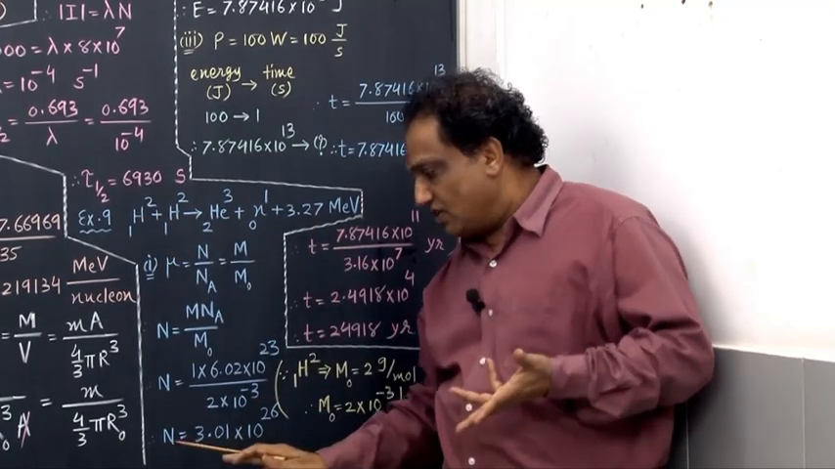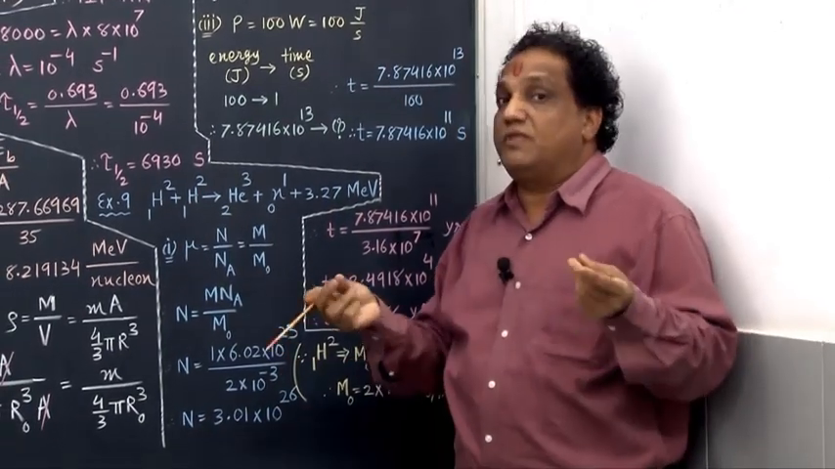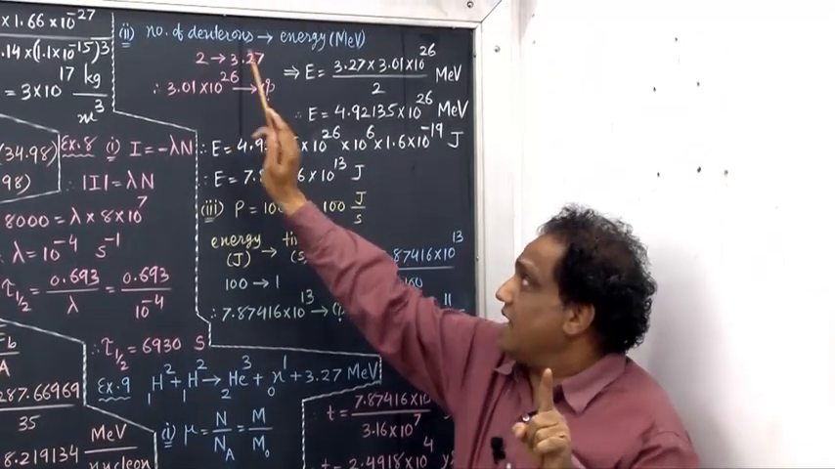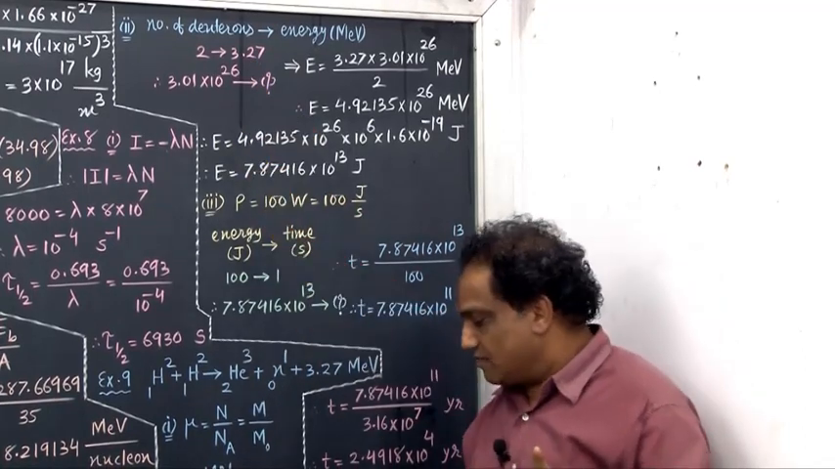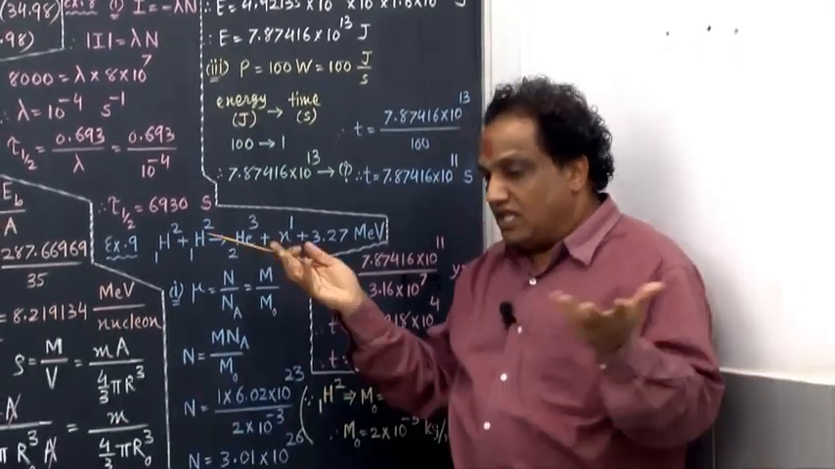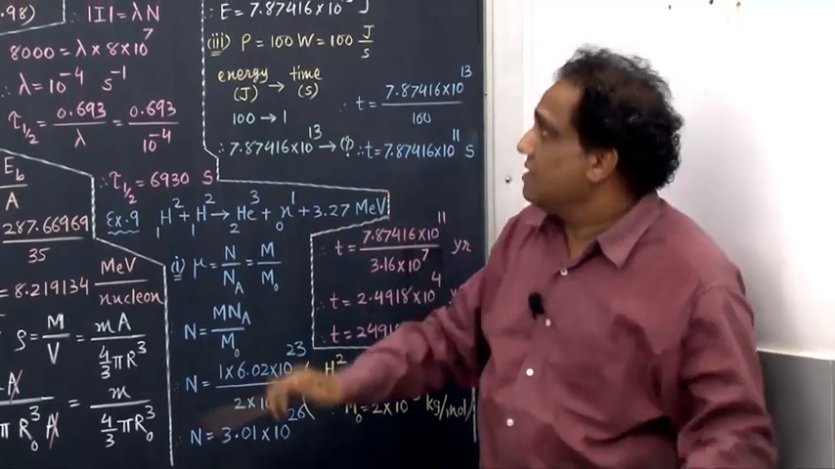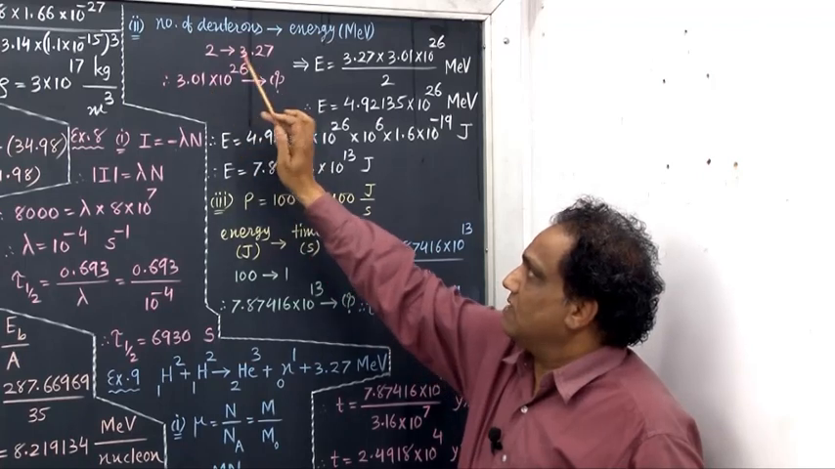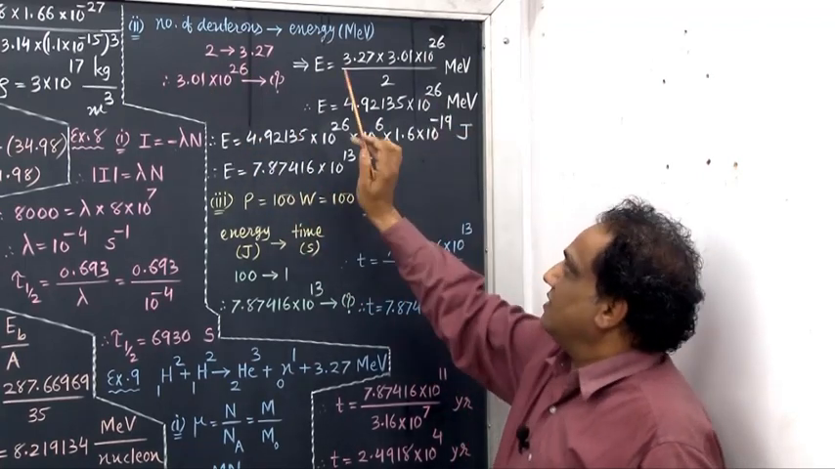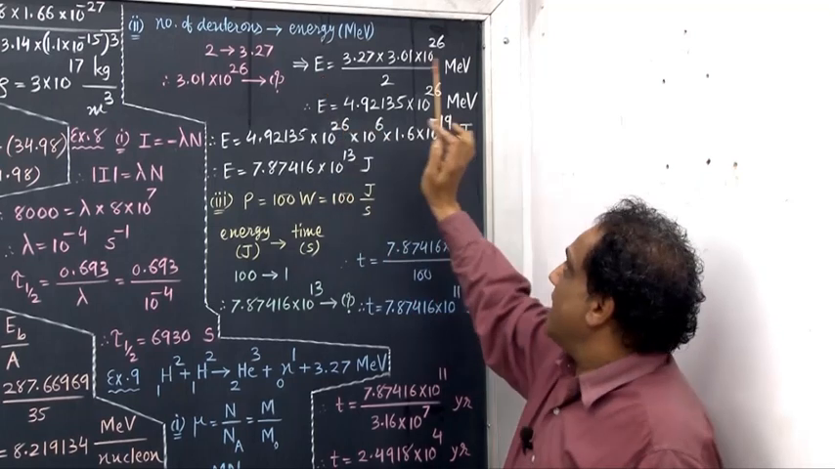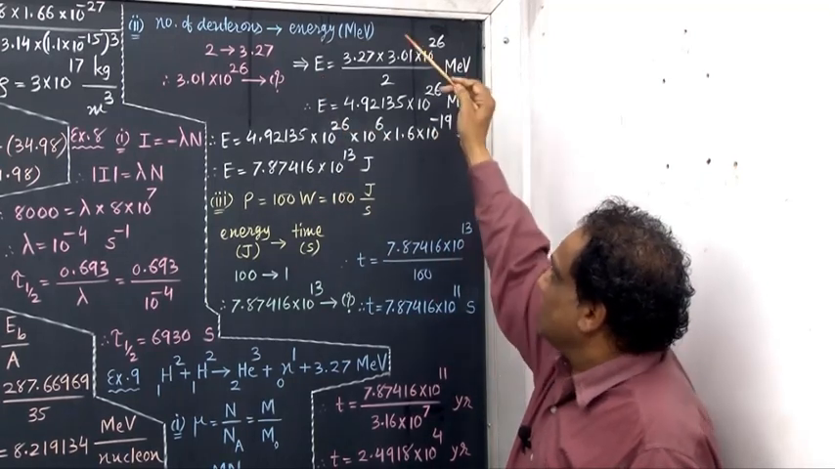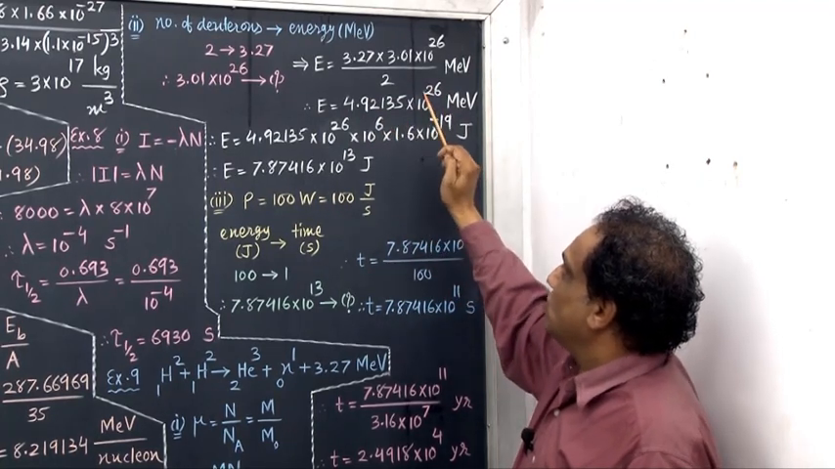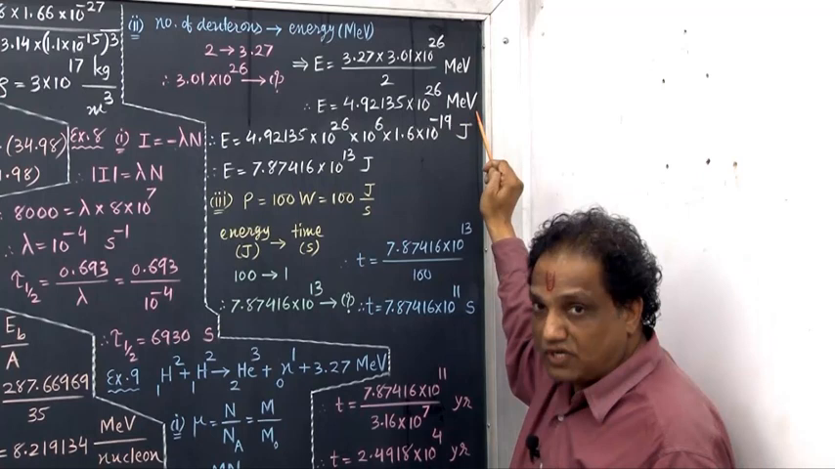Then if these many deuteron nuclei take part in the process mentioned here, what will be the amount of energy liberated? For two deuterons combining, energy liberated is this much. Then if this many deuteron nuclei are combining, what will be the amount of energy emitted? Let us find out. It will be this into this upon this, and that energy I am showing by symbol E, that many million electron volt. Now this upon 2 comes out to be 4.92135 into 10 raised to 26 million electron volt.